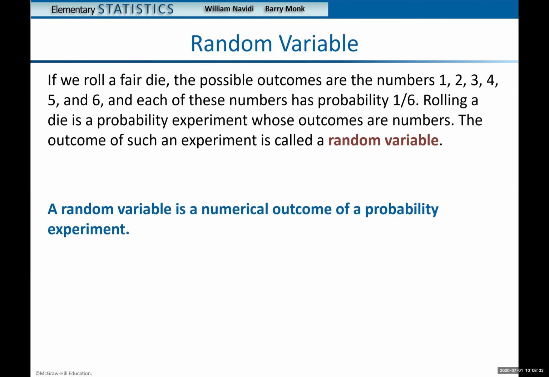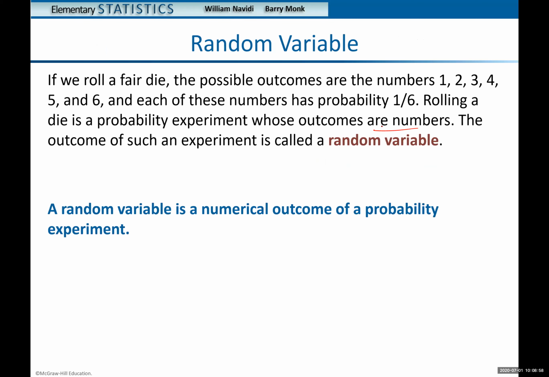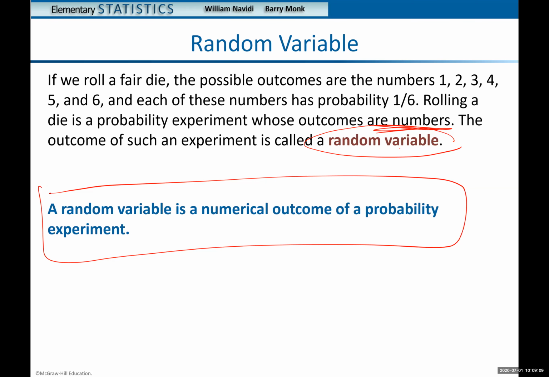Since we're talking about random variables and this is still about probability, an example here: if you roll a fair die, the possible outcomes are the numbers 1, 2, 3, 4, 5, and 6. And each of those numbers has a probability of 1/6. So rolling a die is a probability experiment whose outcomes are numbers. So the outcome of such an experiment is called a random variable. So take note of this. A random variable is a numerical outcome of a probability experiment.